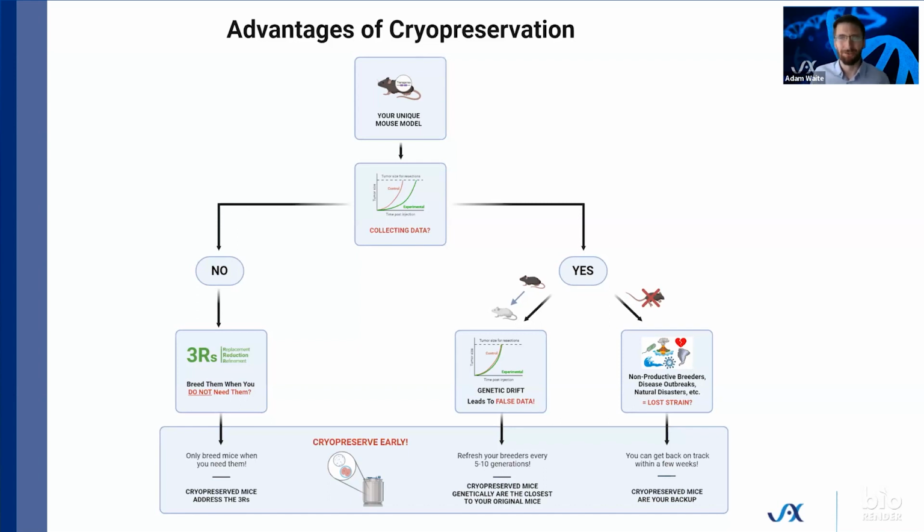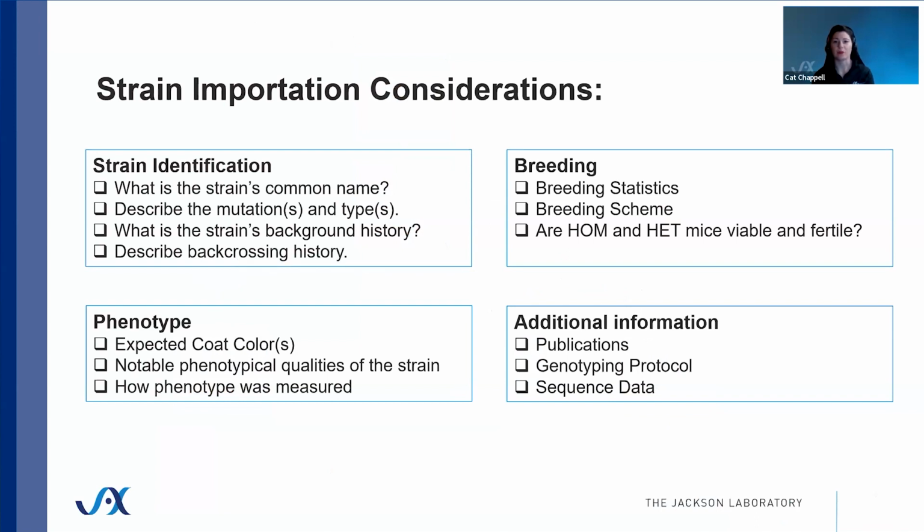Kat, I'm going to switch back to you. So while the Jackson Lab has more than 13,000 strains available from our repository, we don't have every strain. If a researcher wants to get a unique strain from their collaborator or another institution instead, what are some essential questions they should be asking before getting that strain?